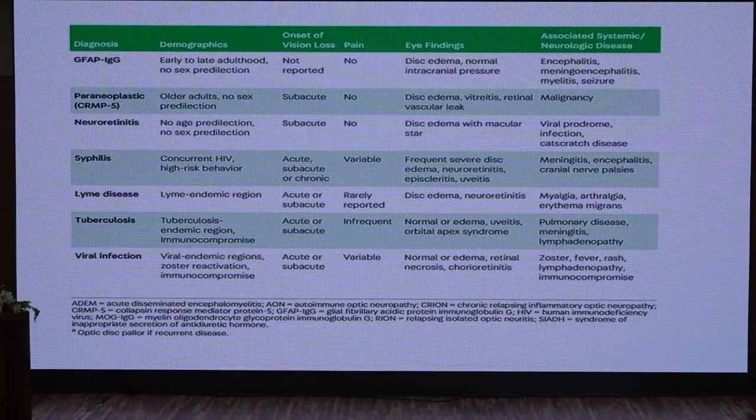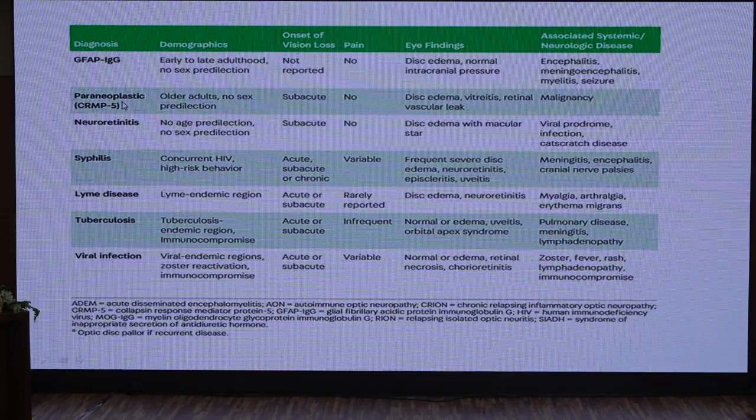Now, another entity is glial fibrillary acidic protein antibody associated disease. It presents in late adulthood. Again, it presents with disc edema with normal intracranial pressure. Associated neurological findings can be encephalitis, meningoencephalitis, myelitis, and seizure. Coming to paraneoplastic optic neuritis, again, it presents in older adults with no sex predilection. The patients can have disc edema, vitritis, retinal vascular leak, and most of them are associated with underlying malignancy.